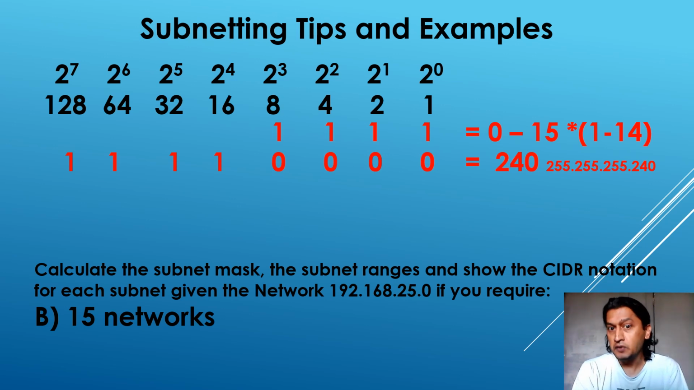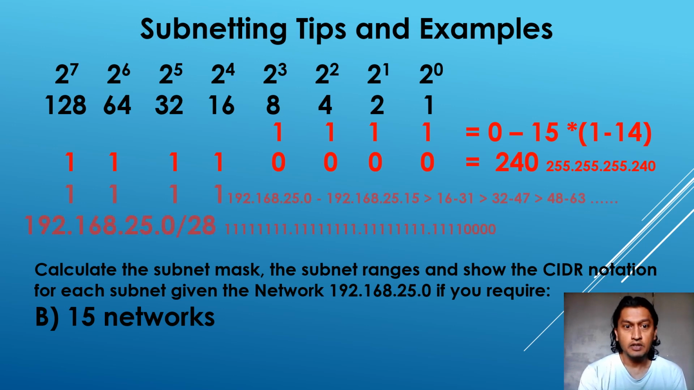And because there are quite a few subnets here, I'm not going to go through each one. I'm just going to list the first few, and you should get the idea from there. So if we have a look at the subnet ranges, starting at 0 and increasing by 16. The start of the first subnet will be 192.168.25.0. Obviously, always starting at 0, and we go up to 15.